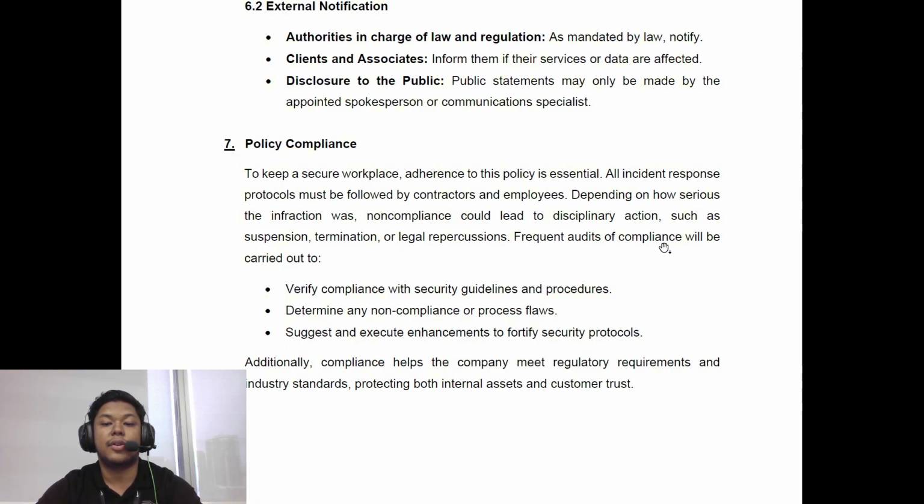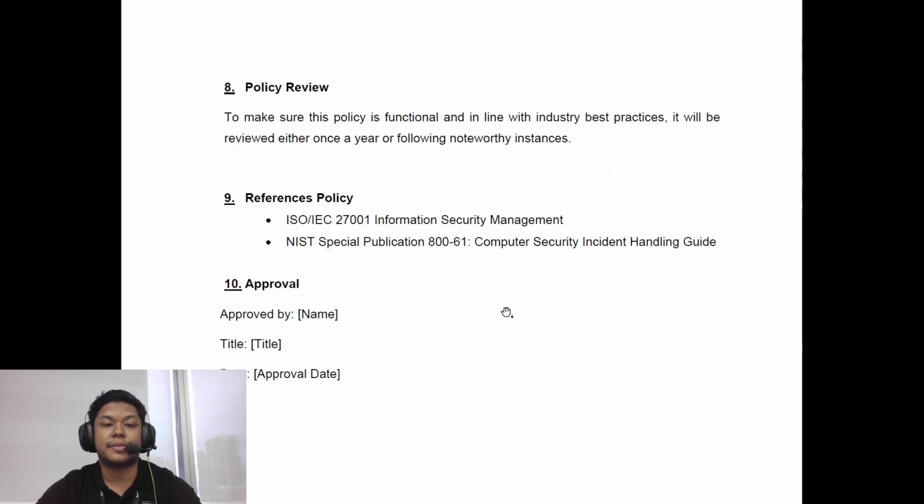Frequent audits of compliance will be carried out to verify compliance with security guidelines and procedures, and determine any non-compliance or process flaws. Lastly, we will suggest and execute enhancements to fortify security protocols. Additionally, compliance helps the company meet regulatory requirements and industry standards, protecting both internal assets and customer trust.